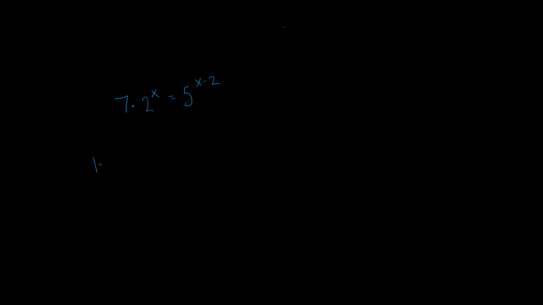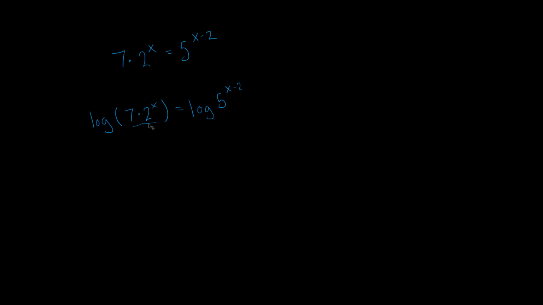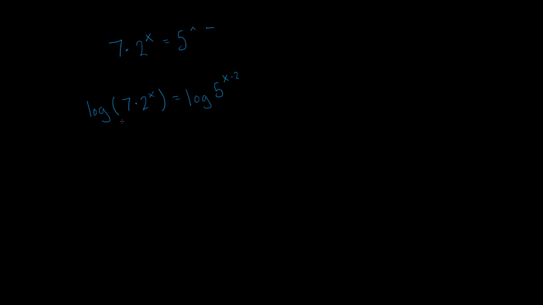So if we first take the log, we get log of 7 times 2 to the x, and the reason I wrote these together is because since these are being multiplied, they count as a single number. That equals log of 5 to the x minus 2. One of the cool things about logs is that if the arguments are being multiplied, then we can split them up into two different logs and add them. The argument of a log is just the number that you're taking the log of. For example, here the argument is 7 times 2 to the x. Here the argument is 5. So we're going to split that up. We get log of 7 plus log of 2 to the x equals log of 5 to the x minus 2.